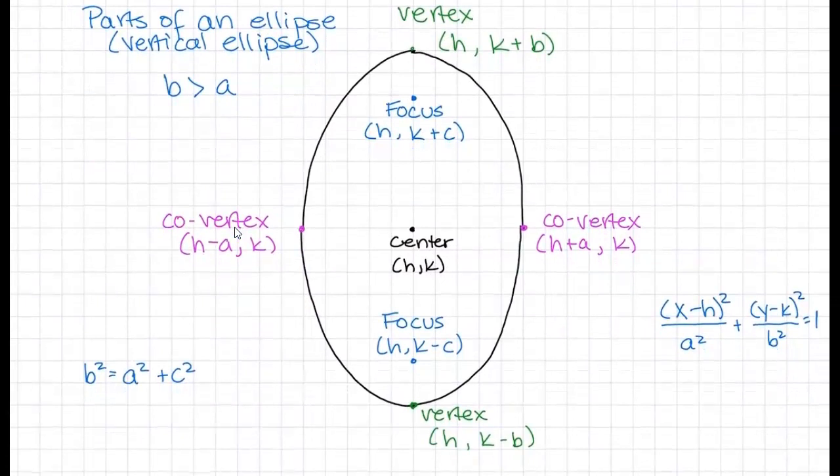really the only thing that changes in this picture is the c, because now the foci are going to have to go up and down from each other. But we still have the co-vertices here, and we're still going to subtract a and add a, because now they're horizontal. The vertices are going to be vertically aligned, so we're going to add and subtract b from the y coordinate, and now we're adding and subtracting c from the y coordinate. So just some things to think about.